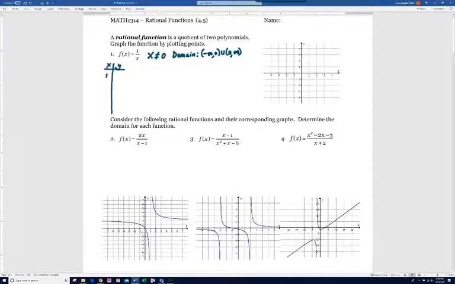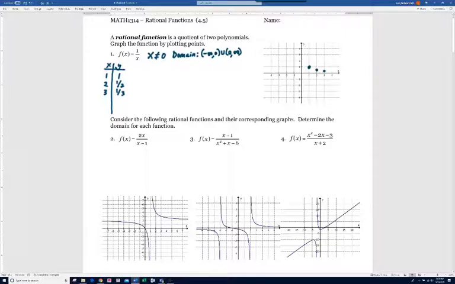If I let x be 1, f of 1 would be 1 over 1, and we would get 1. If I plug in 2, f of 2 would be 1 over 2, and we'd get a half. And similarly, if we plug in 3, we'll get a third. Let me go ahead and plot these points. So you can see what's happening here. As x gets bigger, we're going to continue to get smaller.